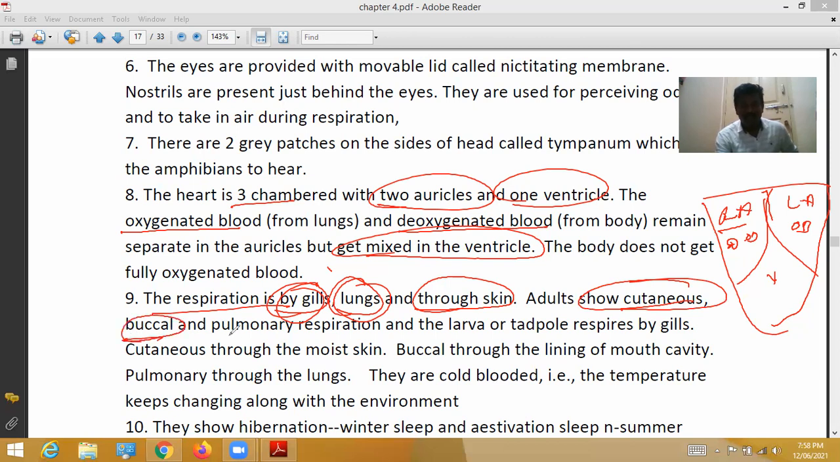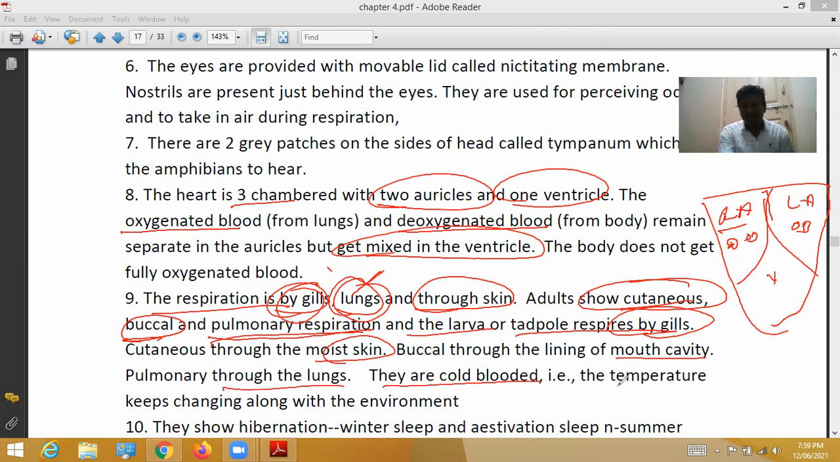Some can show buccal respiration. Buccal means the mouth is always open and takes in oxygen. The respiration which occurs through the lungs is called pulmonary respiration. The larva or tadpole respires by gills. Cutaneous respiration occurs through the moist skin, buccal through the lining of the mouth cavity, and pulmonary through the lungs.